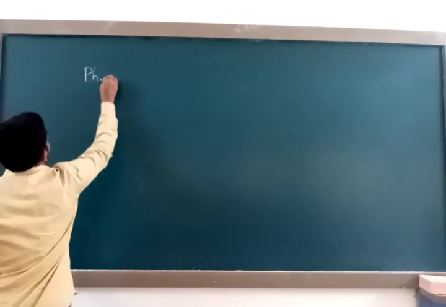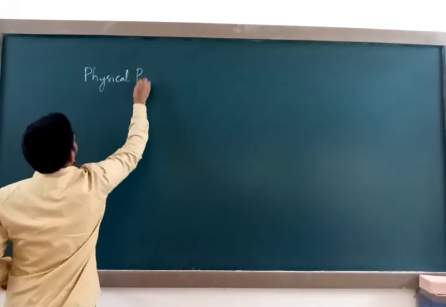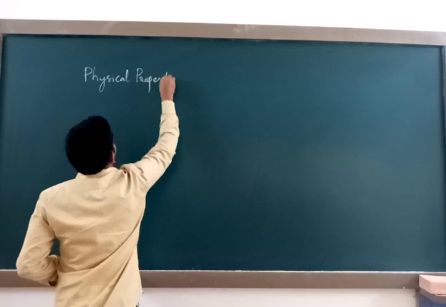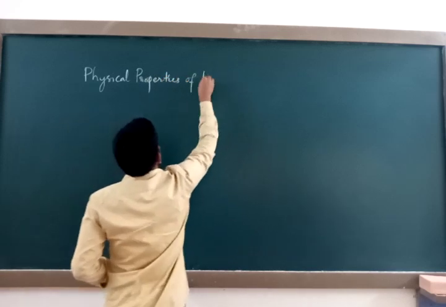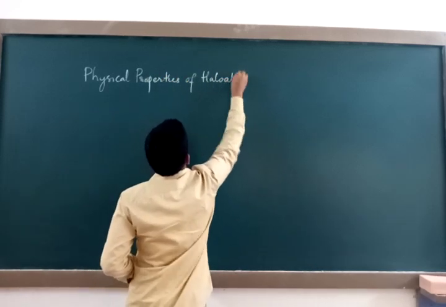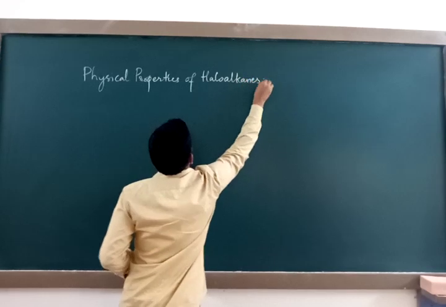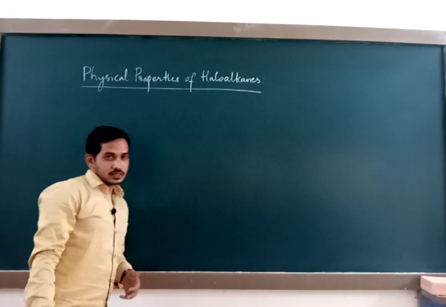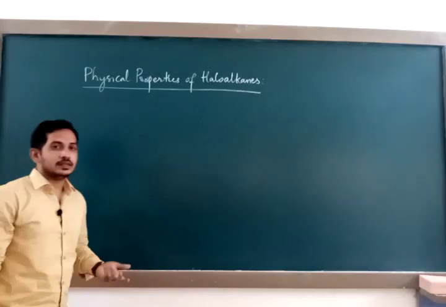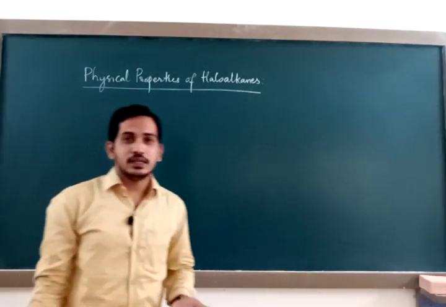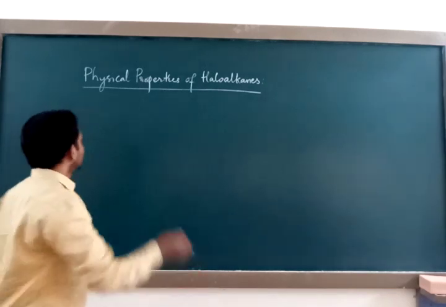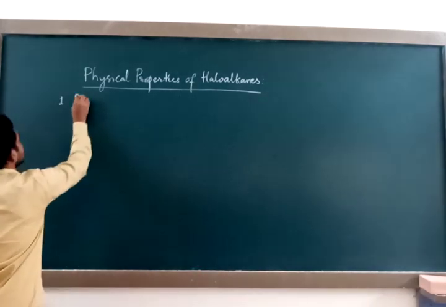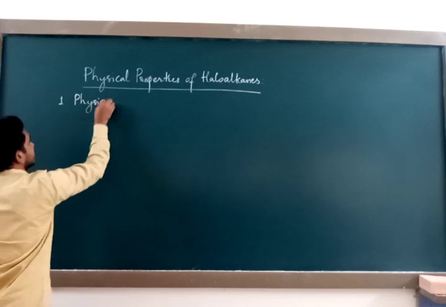So the first one is physical properties. Physical properties of haloalkanes. You have been studying about physical properties since your first year in alkanes, alkenes, alkynes, then benzene and its compounds, etc. The very first physical property always is their physical state.